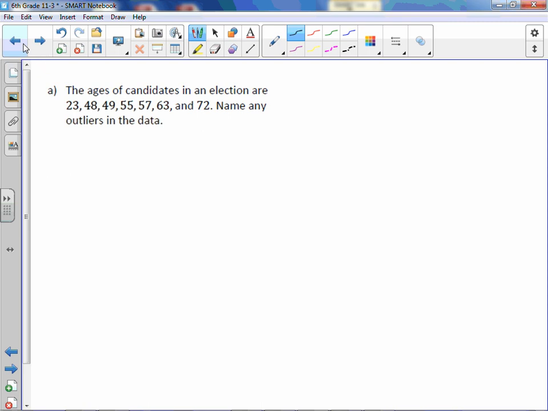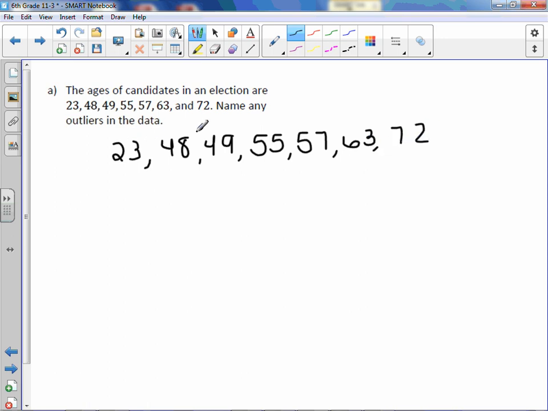So the ages of candidates in an election are 23, 48, 49, 55, 57, 63, and 72. Name any outliers. Okay, so the first thing is to order them from least to greatest. We have 23, 48, 49, 55, 57, 63, and 72. And let's just double check. 1, 2, 3, 4, 5, 6, 7 numbers. 1, 2, 3, 4, 5, 6, 7.